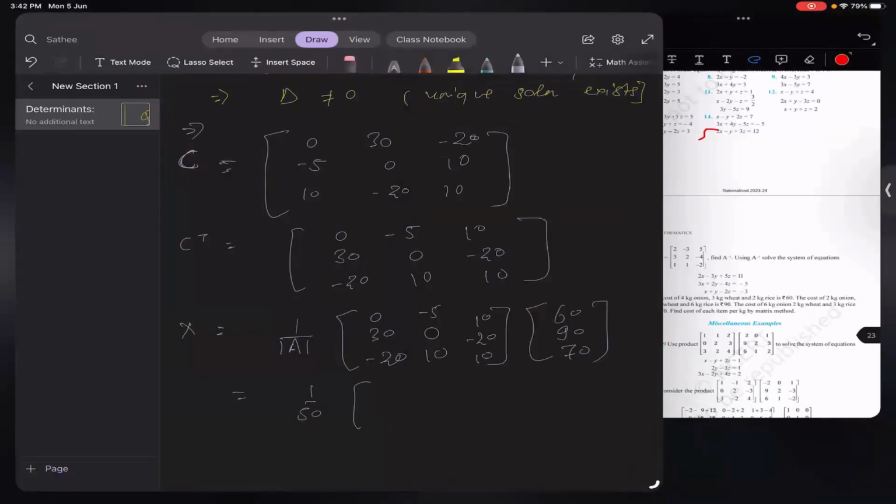So this should be 50 times. So this should be 250. Okay. And this should be 400, and this should be also 400. Okay. So this would simply equal 588. Okay. So you can say per kg prices are given by this matrix. So the price of onion is 5 rupees per kg, and the price of rice and wheat is 8 rupees per kg. Okay. So that's all about this question.